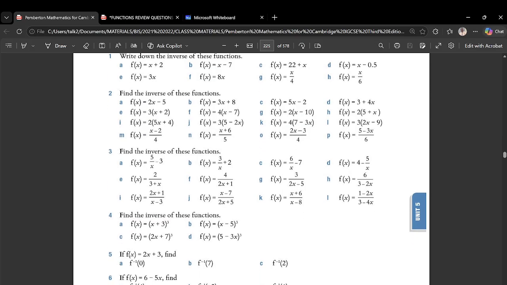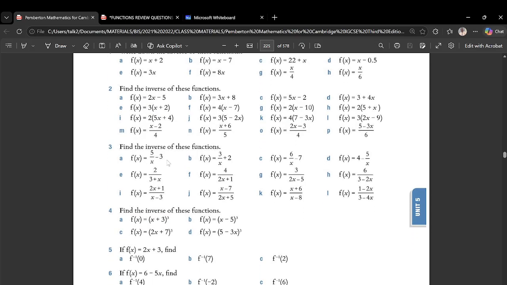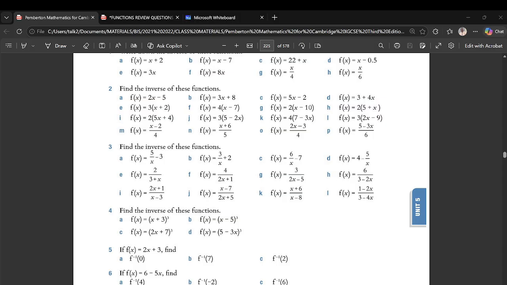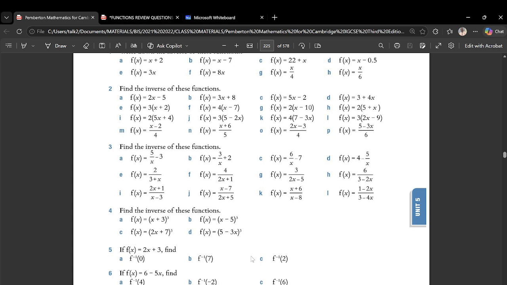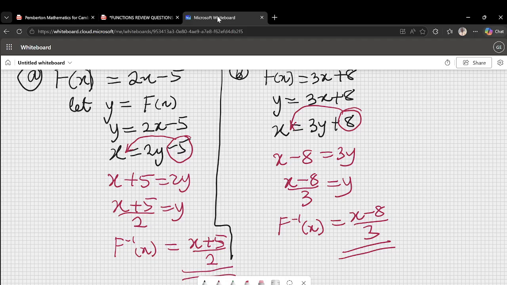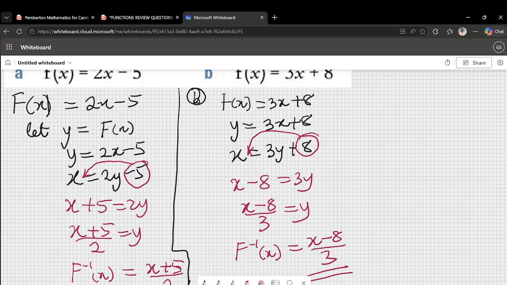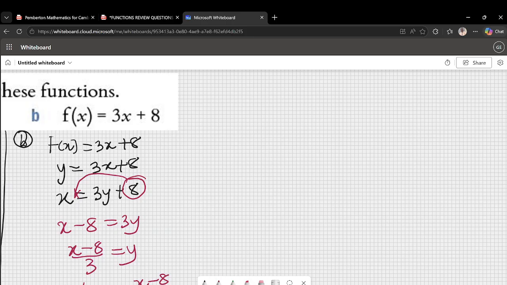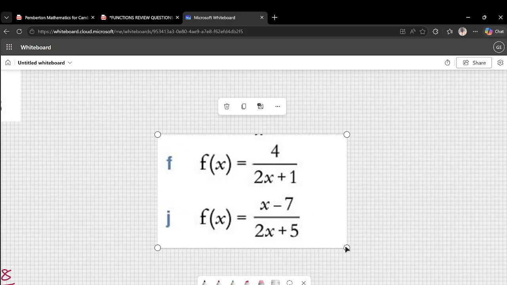So let's look at another type. Let me just check some questions from here as well. Let me work with this question, these two, to find the inverse of those functions. All right, from the same textbook, let me find the inverse of this different function.